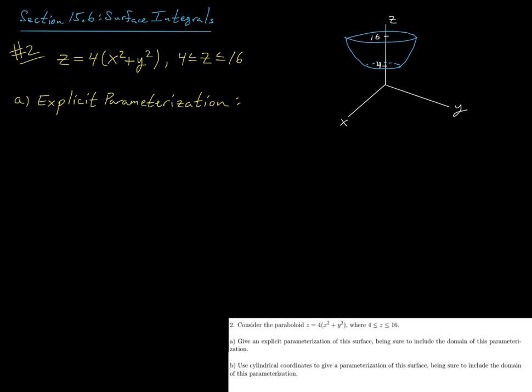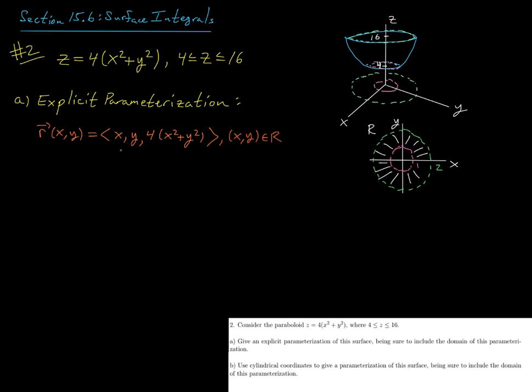All right, well, for that, we can just jump straight to the vector function. R of x, y is x comma y comma z, which is just 4 times the quantity x squared plus y squared. And we do have to do a bit of work in describing the region R in which the points x, y are able to vary. And for that, I want to just go back to this sketch here.